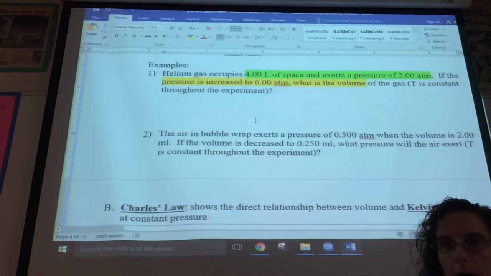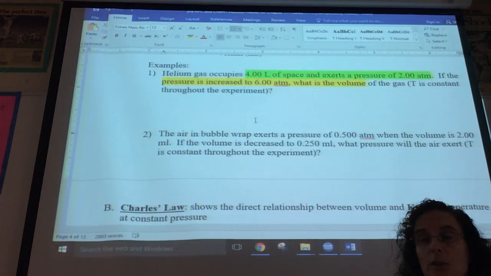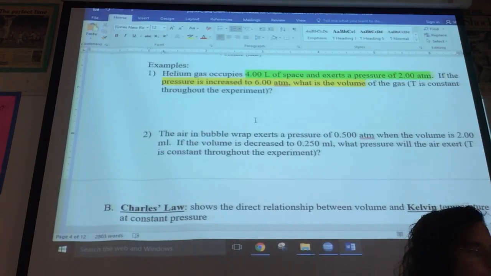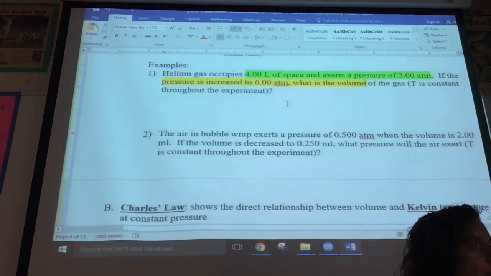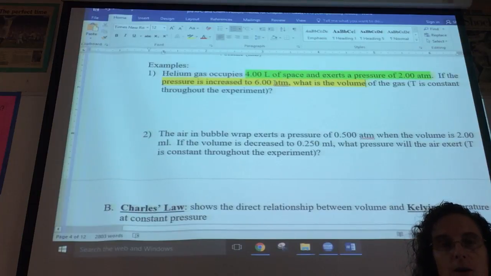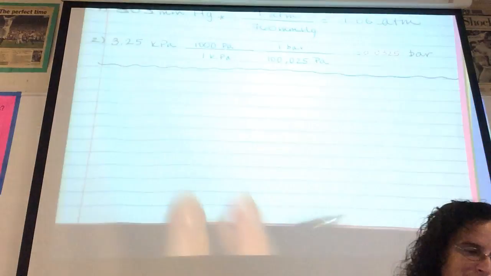So let's take it slow and see what happened. The relationship is inverse. So the pressure tripled. The volume has to decrease by a factor of 3. Well, it would be 1.33 liters.